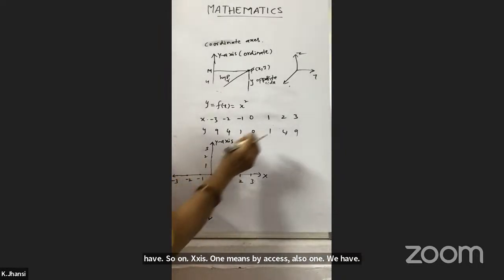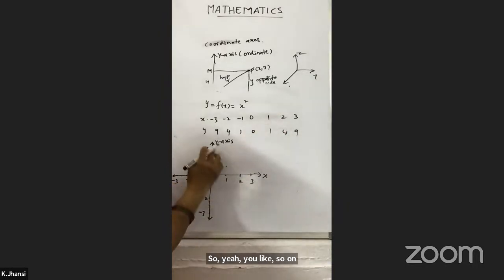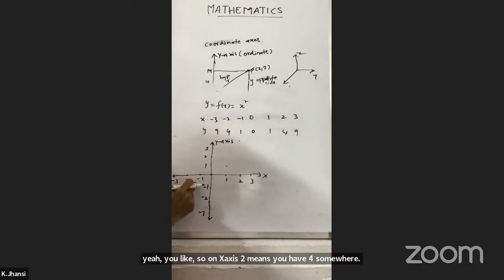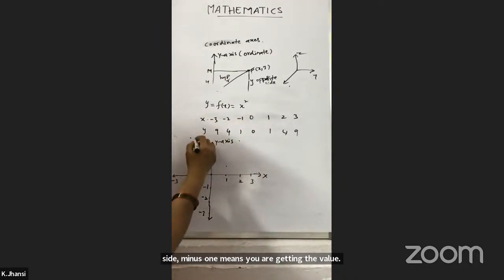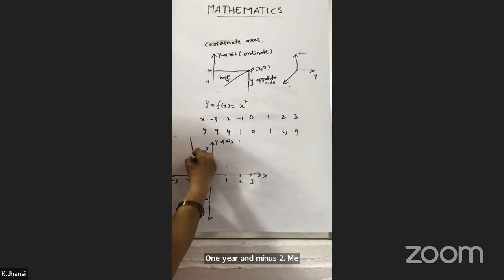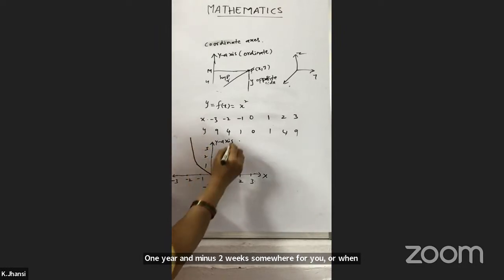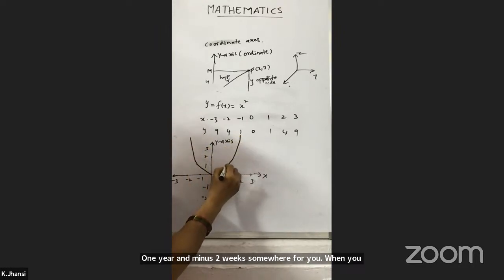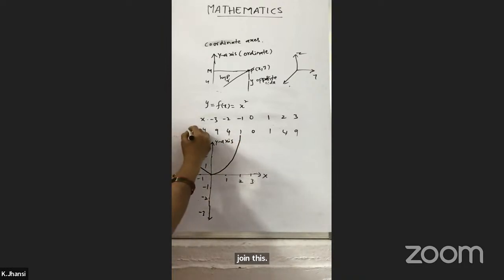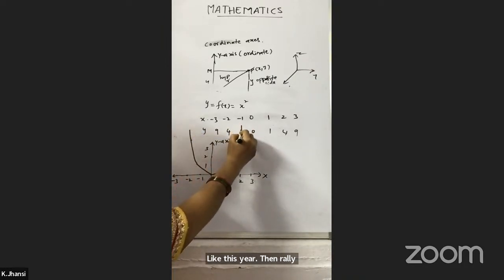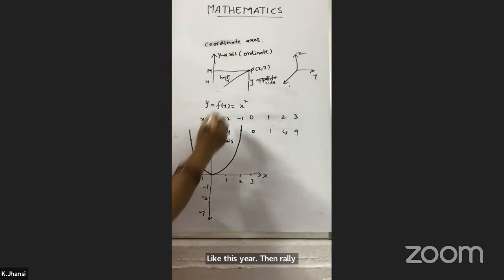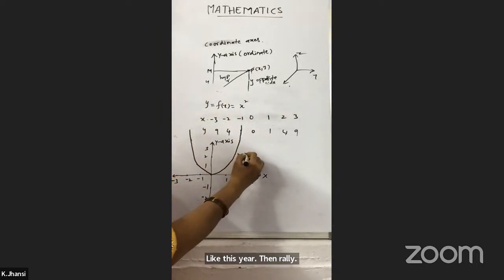So here you will get. On the x-axis 2 means you have 4, so here you will have 4. If we take this side, minus 1 means you are getting the value 1 here, and minus 2 means 4 you will get. So when you join this, like this you will get. You can draw in your notebook. So this is the function y equals x square.